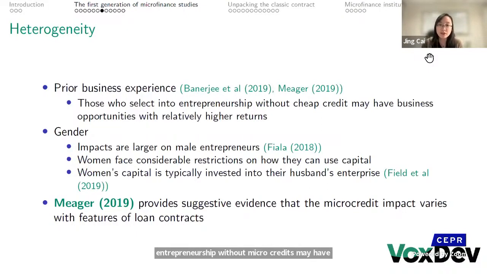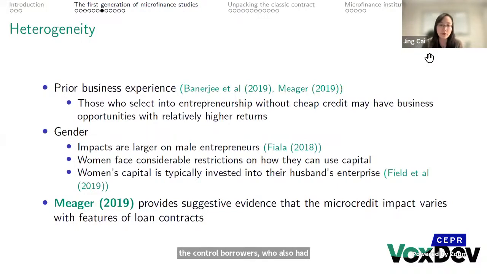Specifically, the Banerjee et al. 2019 paper estimates that 6 years after the initial microcredit expansion in India, treated borrowers who had prior business experience have 35% more assets and generate double the amount of revenue compared with the control borrowers who also had prior business experience.